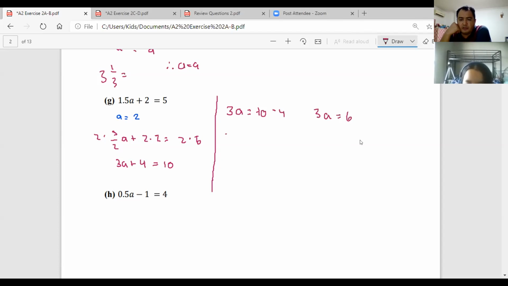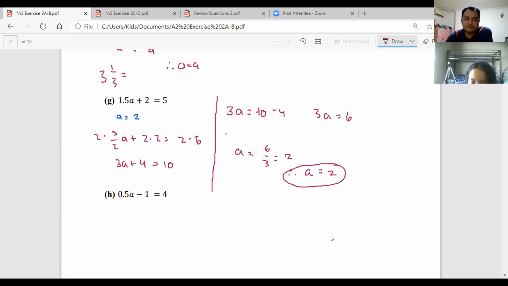So a equals 6/3, which also equals 2. Right? Therefore, a equals 2. That's it, very easy.